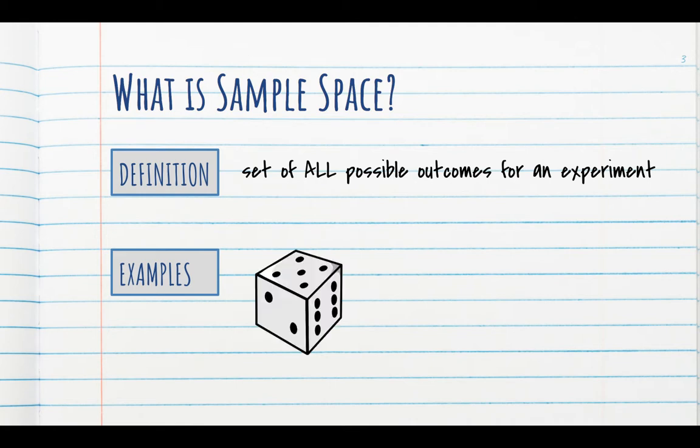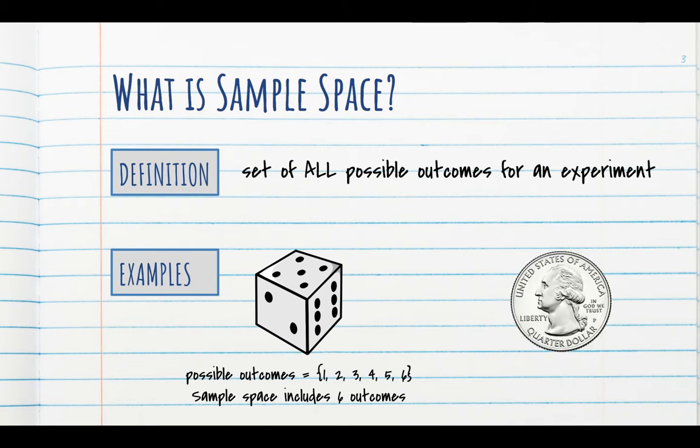For example, if I have a six-sided die and I were to roll that die, 6 things could happen. I could roll a 1, a 2, a 3, a 4, a 5, or a 6. So our sample space is 6 outcomes. If I were to flip a coin, my 2 possible outcomes are heads or tails. So my sample space includes 2 outcomes.